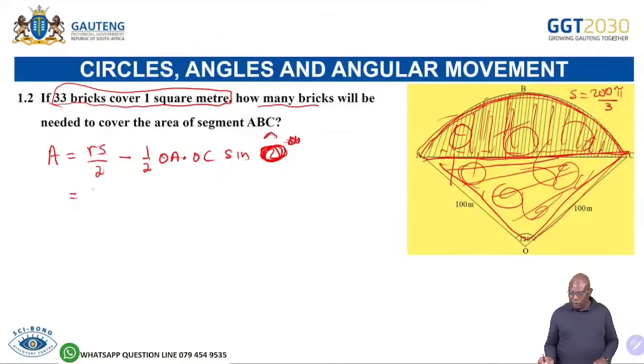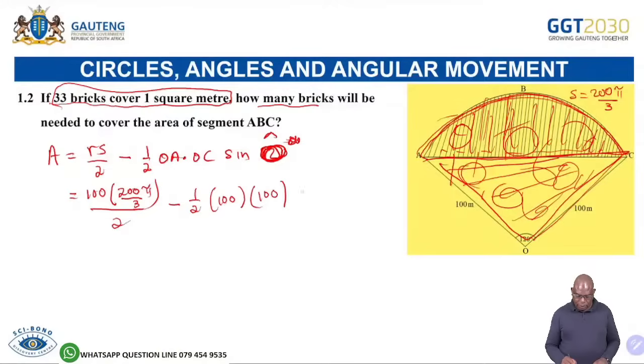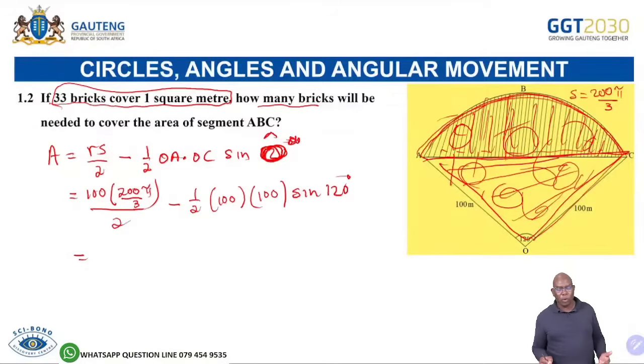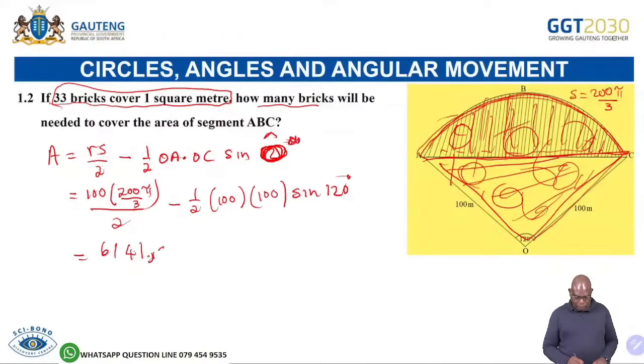Now let's see, what is my RS? The radius is 100. The S, I already got it, so it's 200 pi over 3, all divided by 2, minus OA is 100, OC is 100, and the sine of 120 degrees. Then I can use the calculator to do all this at once. So the answer is going to be 6141.85 square meters.